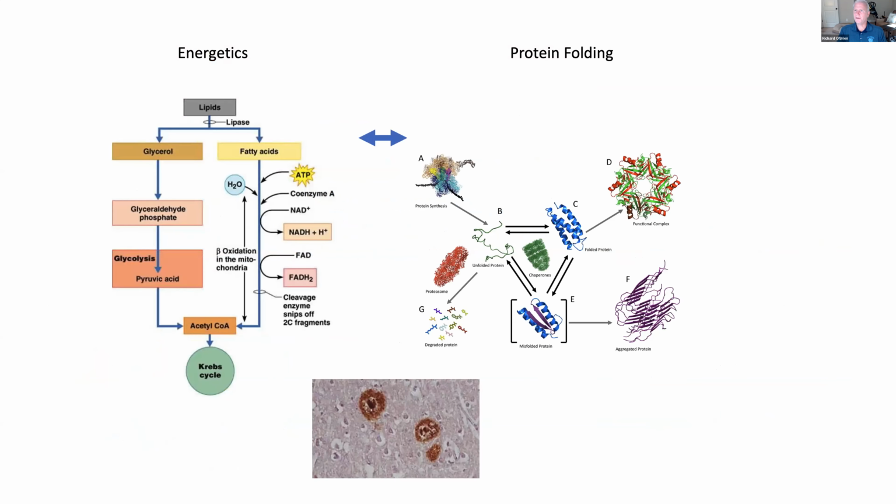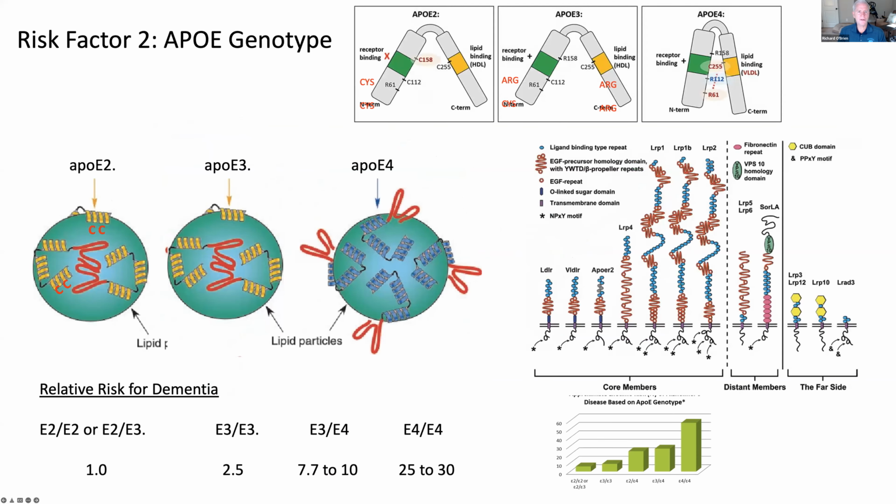And there's a lot of reason to think that protein folding is tightly related to cellular energetics. And if neurons, glia, endothelial cells have issues with their metabolism, proteins are going to misfold, because it takes a lot of energy to keep a protein folded properly and to digest it when it misfolds. And the best evidence of that is APOE.